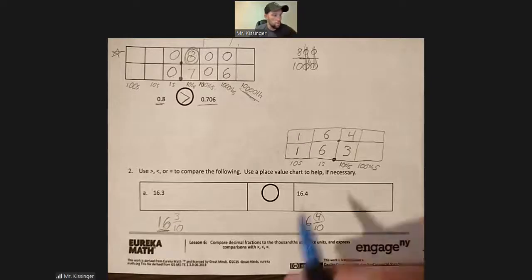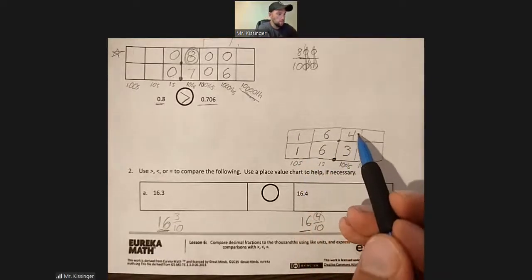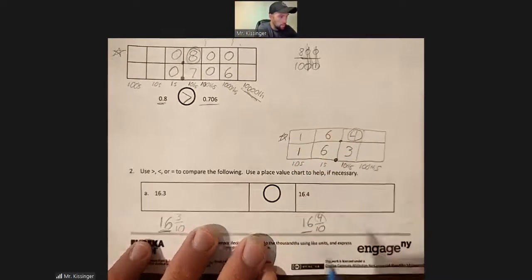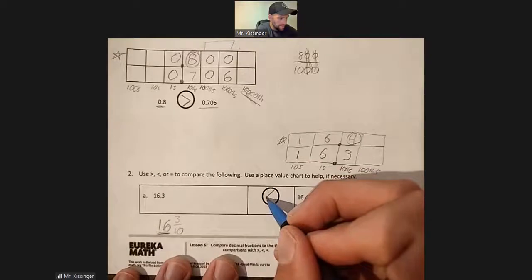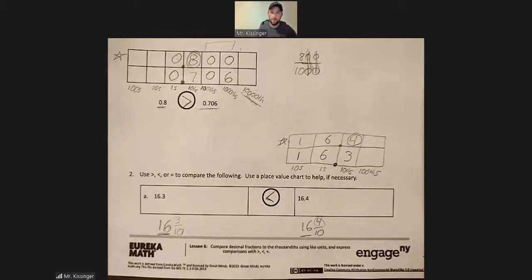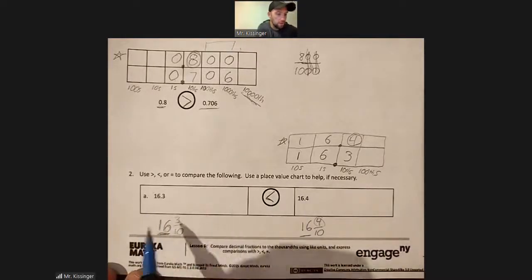And we go 1's the same, 6 is the same. 4 is greater than 3. So we know this one's greater. And 16.3 is less than 16.4. Now we can do the same thing without our place value chart as well.